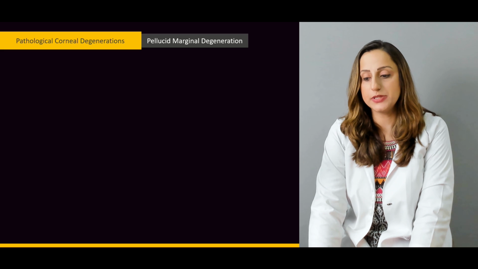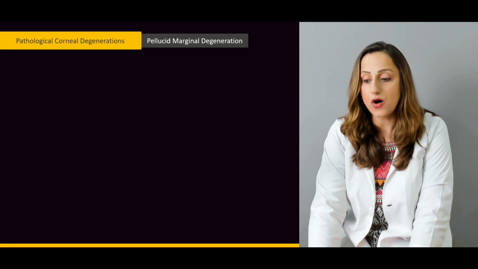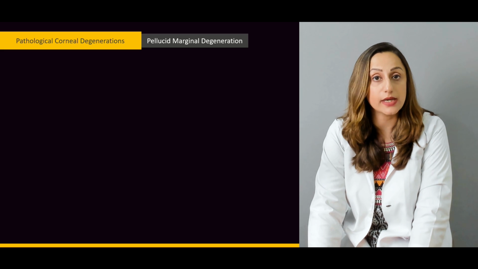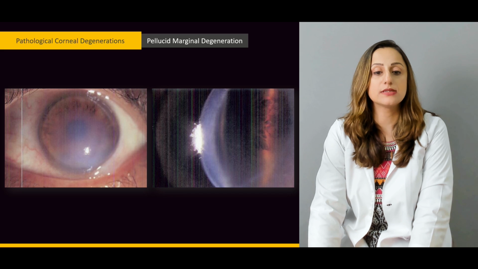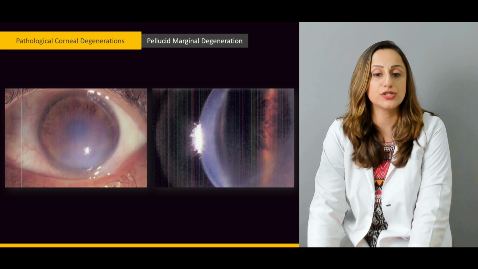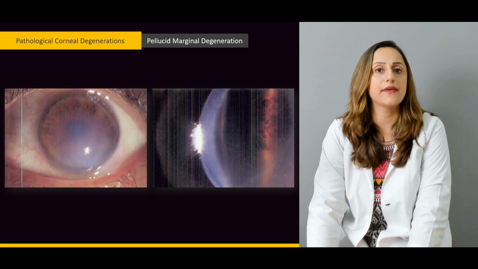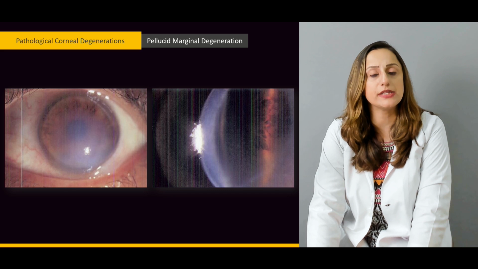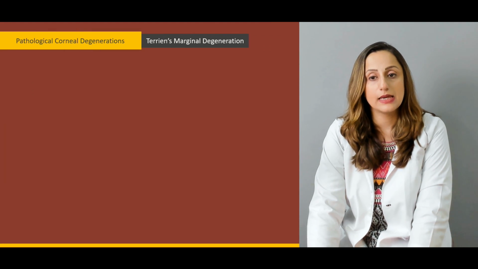Then we have pellucid marginal degeneration. Usually it is a thinning of the periphery of the lower cornea that is occurring, and this is the clinical presentation of pellucid marginal degeneration. It can occur at a lower extremity or an upper extremity, or even involve the whole of the cornea in a lot of patients.